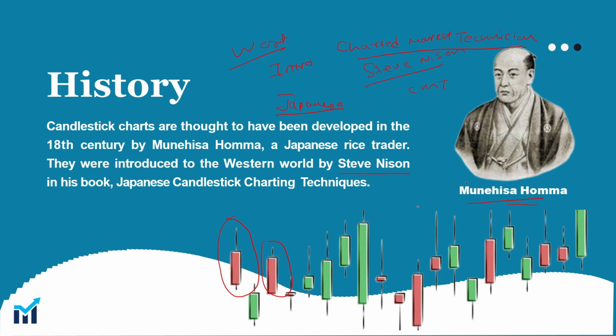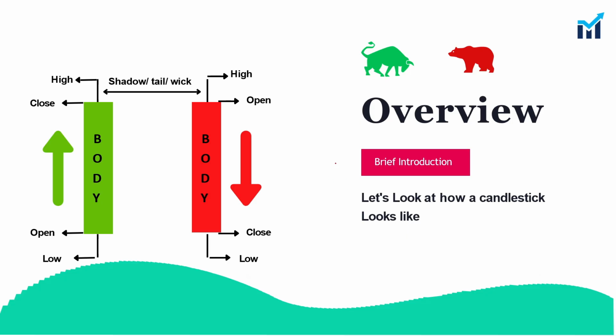Steve Nison was the person who introduced a book about candlesticks, and he introduced candlesticks in the financial market. So do not get confused: Munehisa Homma was the inventor of candlestick charts, but Steve Nison was the person who introduced those candlestick charts in the financial market. He was also one of the first chartered market technicians. Now let's look at what a typical candlestick looks like.